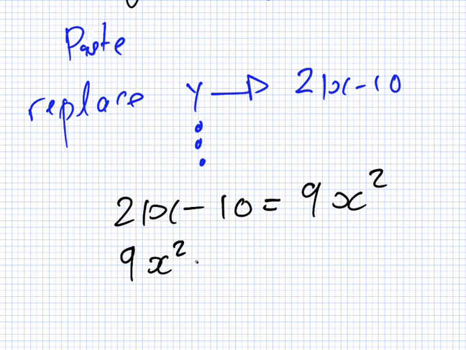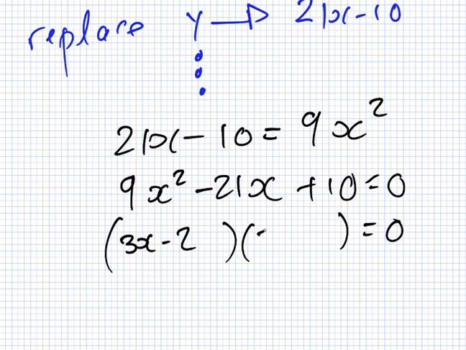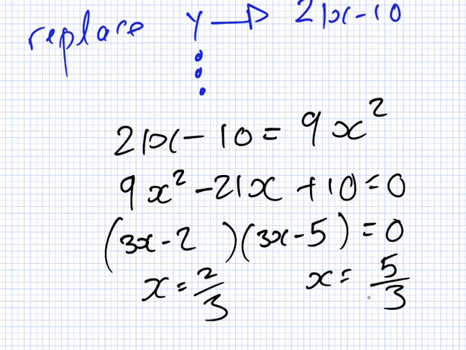9x squared minus 21x plus 10 equals 0. So give me the two answers here. Go ahead, babies. Give me the two answers here. So what's the first one? 3x minus 2 and 3x minus 5, yep. So we get x equals 2 over 3 or x equals 5 over 3.